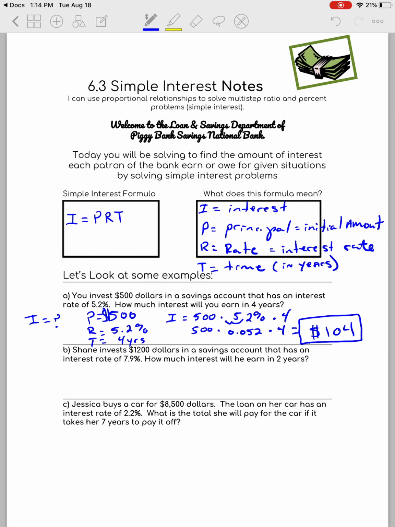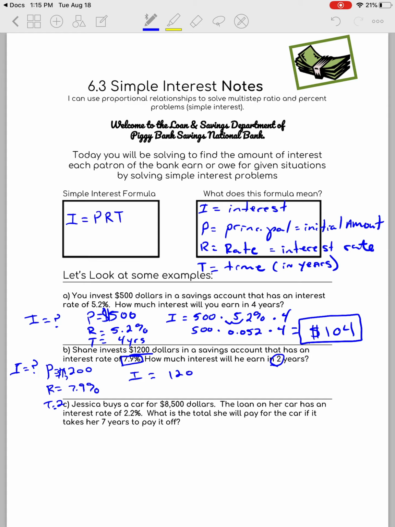Shane invests $1,200 in a savings account that has an interest rate of 7.9%. How much interest will he earn in 2 years? Now, if it helps, identify your items. Okay? So, do we know the interest? We don't, right? What's the principal? $1,200. What is the rate or the interest rate? 7.9%. And the time is 2 years.